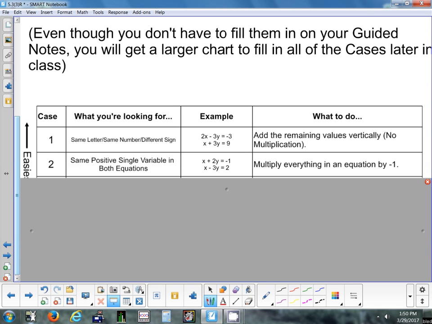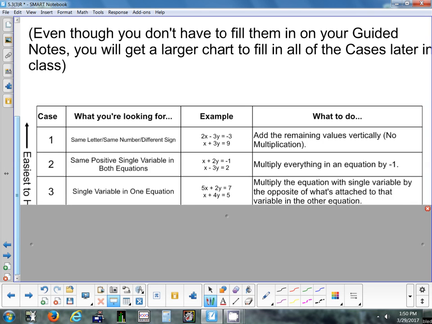When I have a single variable in 1 equation, what do I need to do to be able to solve by elimination? Anybody remember? I have to go back and look at that other equation, either on the top or on the bottom. What do I have to do? Go ahead, Shannon. You make it the opposite. Yeah, opposite of whatever is attached to that single variable in the other equation. That's what I'm going to multiply by.